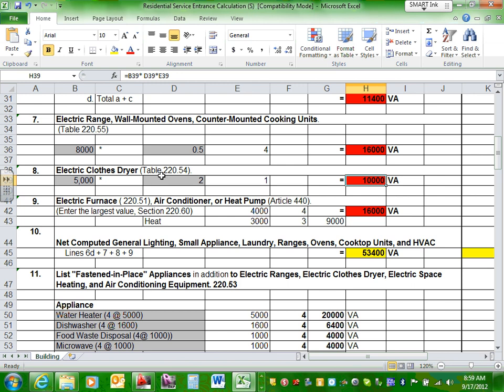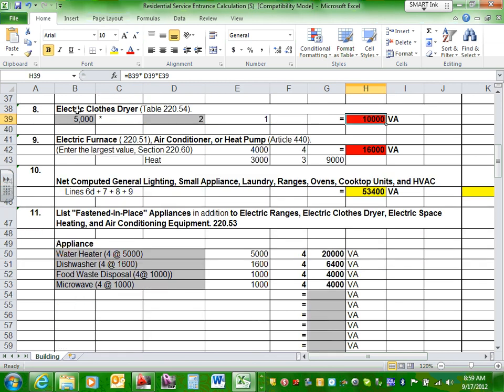You have to go to the table and apply the table. So the table 220.54 tells you the derating factor is 1, meaning you're not going to derate. Any question about step number 8? All right, let's go to step number 9.